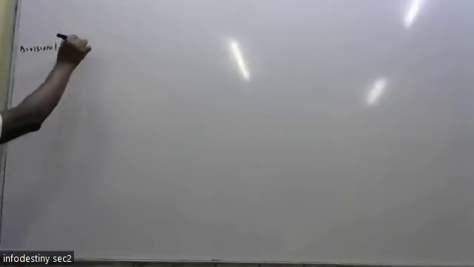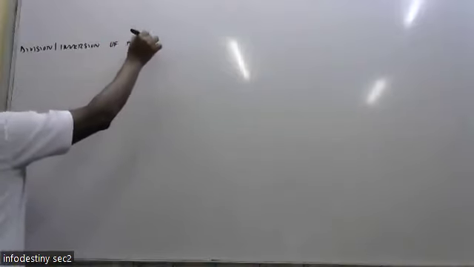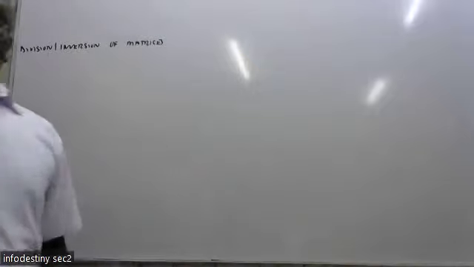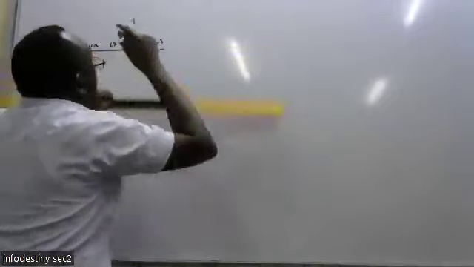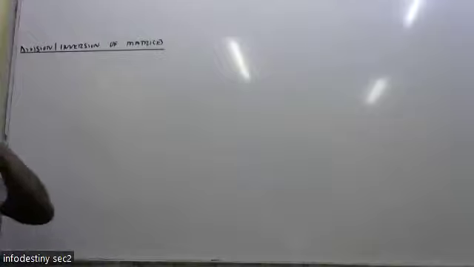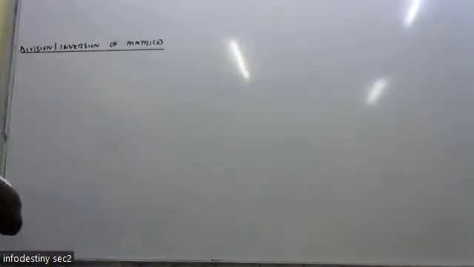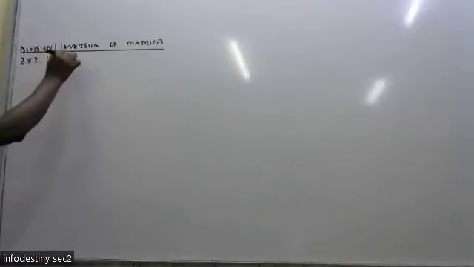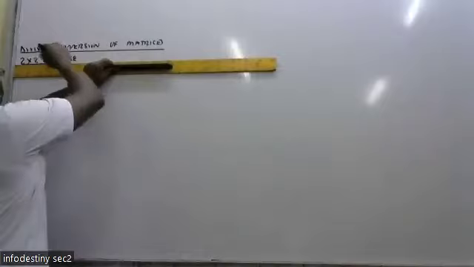Okay. Let's now look at division or inversion of matrices. Now, this division, we normally talk of inversion instead of division. And the procedures are different. So we have 2 by 2 inverse. We are looking for a 2 by 2 inverse. It's like a very simple procedure.